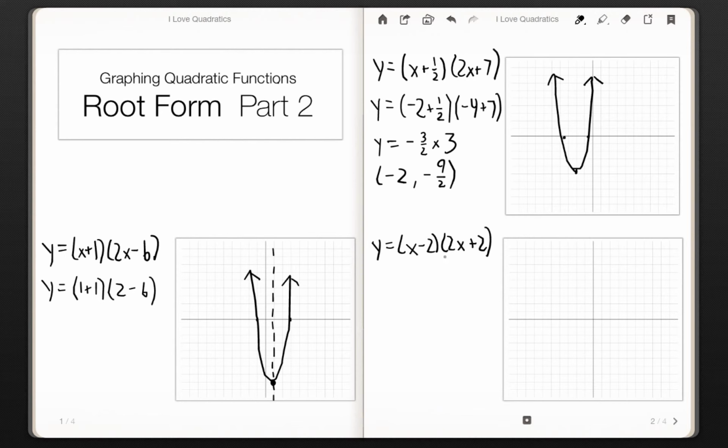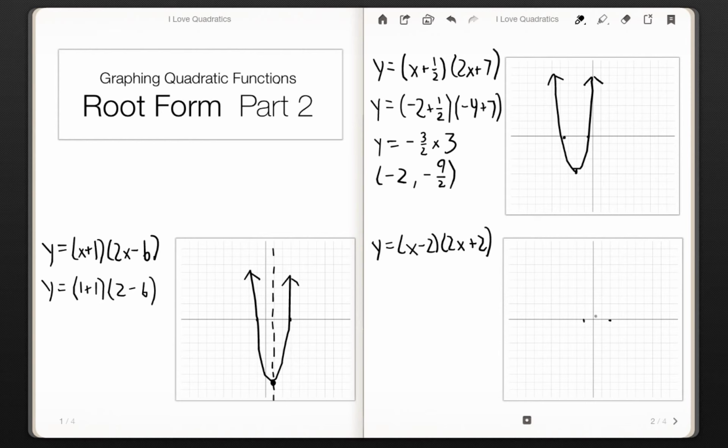So for this one, same thing. The roots are going to be 2 and -1. What is right in between 2 and -1? Well, these are 3 apart once again, so it's going to be 1.5 away from either point. That's going to be 1/2.